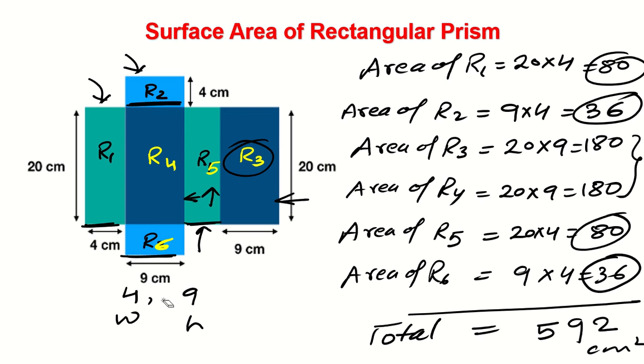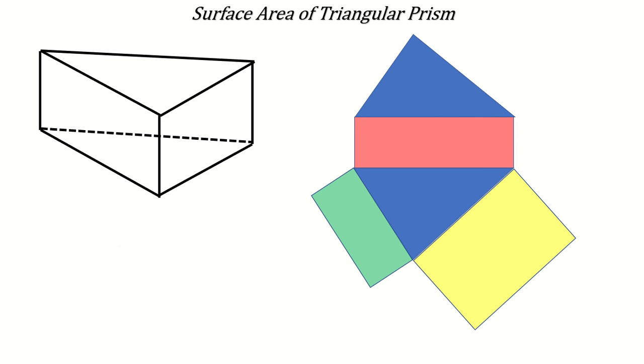If not, then find the area of one rectangle, double it, then find the area of rectangle 2, double it. In that case, you will find only 3 rectangle areas, not all. Just double them, and after that you will add them. Like this you can find the surface area of the rectangular prism.